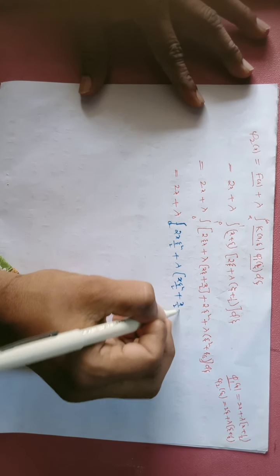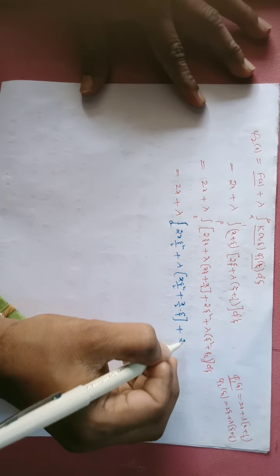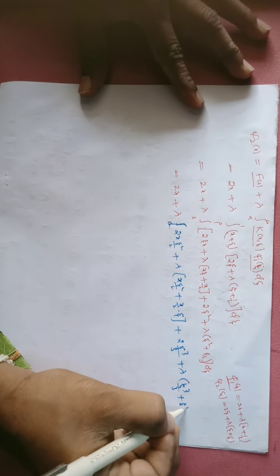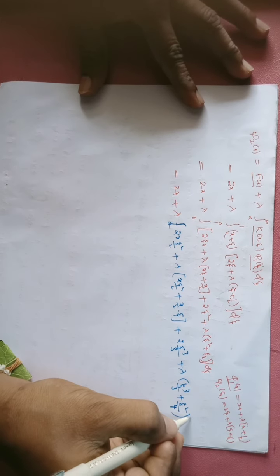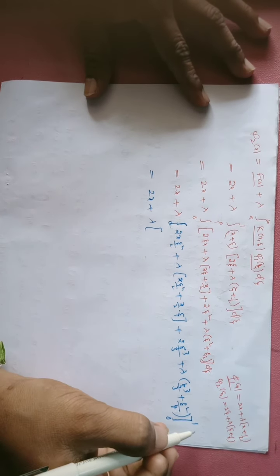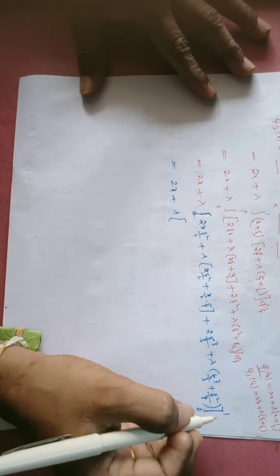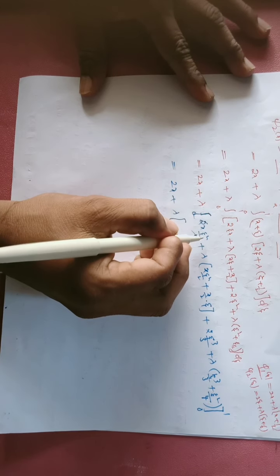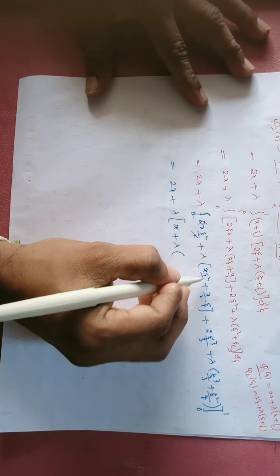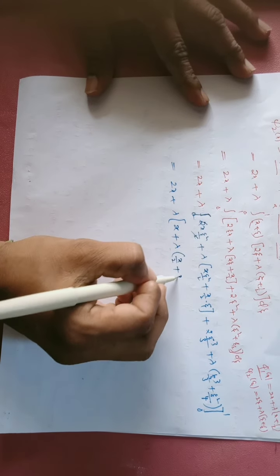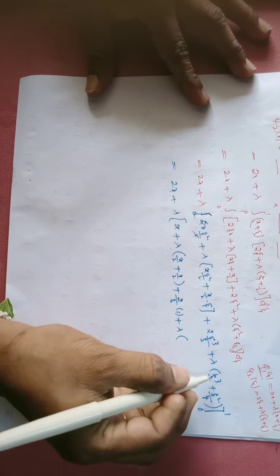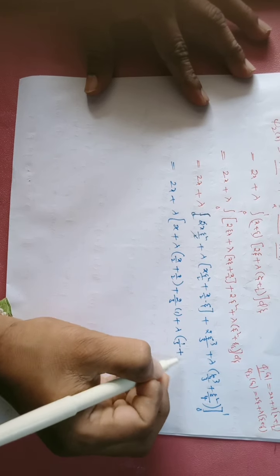2 plus x by 2 into xi plus 2 xi square, xi square integration is xi cube by 3, plus lambda times of xi cube by 3 plus xi square by 2 by 2 means xi square by 4, limits are 0 to 1. Now upper limit is 1, instead of xi I am substituting 1. The 2 gets cancelled, x into 1 is x, so x plus lambda times of x by 2 into 1 is x by 2, plus 2 by 3 into 1, plus lambda into 1 by 3 plus 1 by 4.